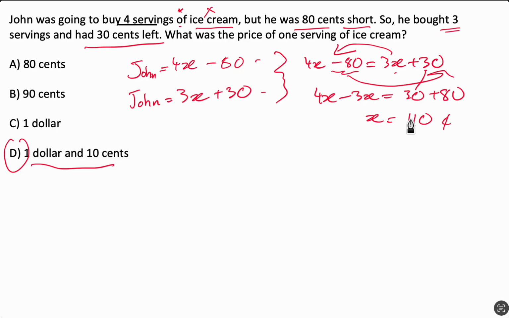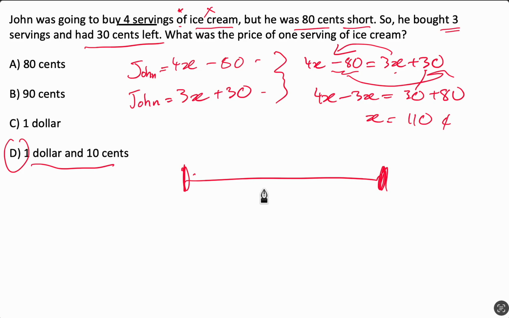So first, if you step back and look at the problem, you see that if he was going to buy 4 servings, then he's short by 80. But if he bought 3, he has 30 left. So the difference between the first and the second was just 1 serving, right? So you just draw a graph here. So let's say this is the cost of an ice cream, right? The whole thing is the cost of an ice cream, because the difference between the first 4 servings and 3 servings is just 1 ice cream.